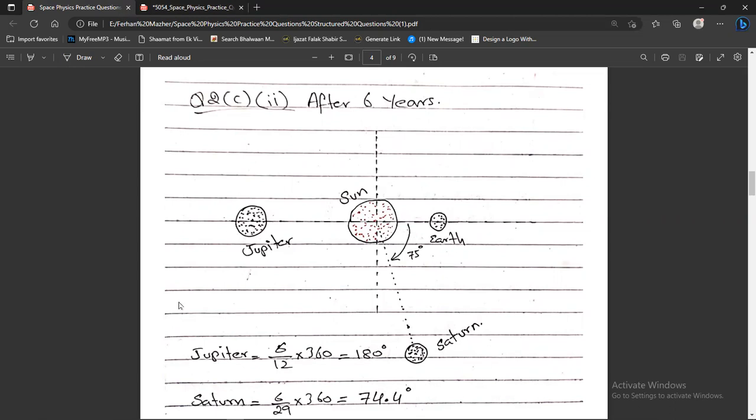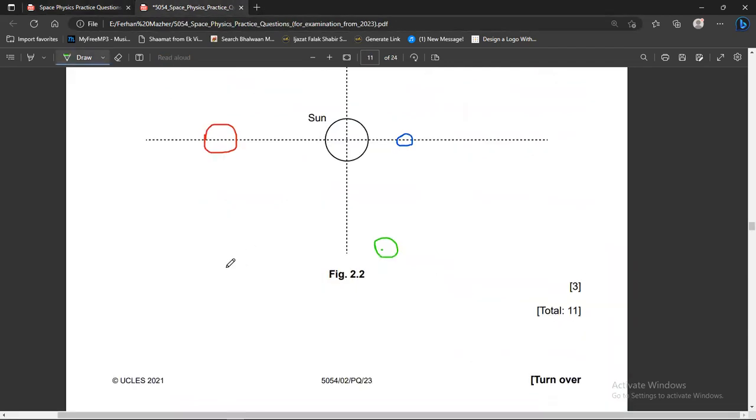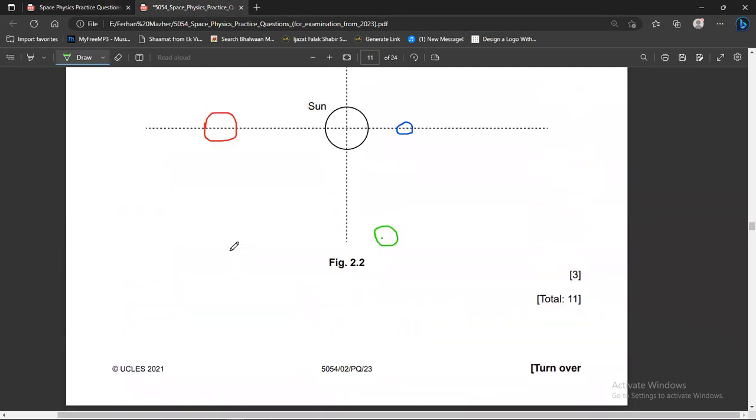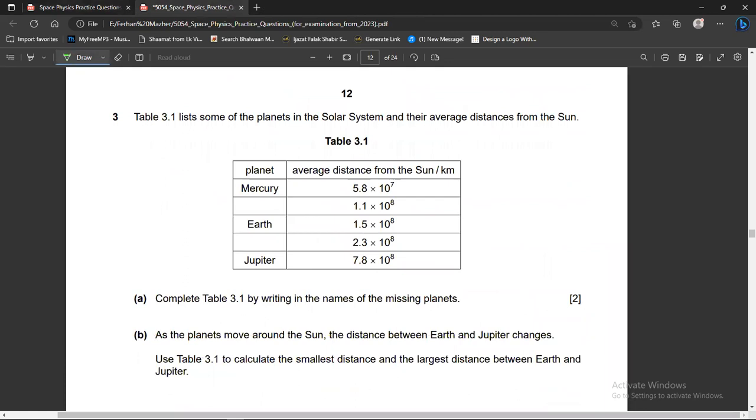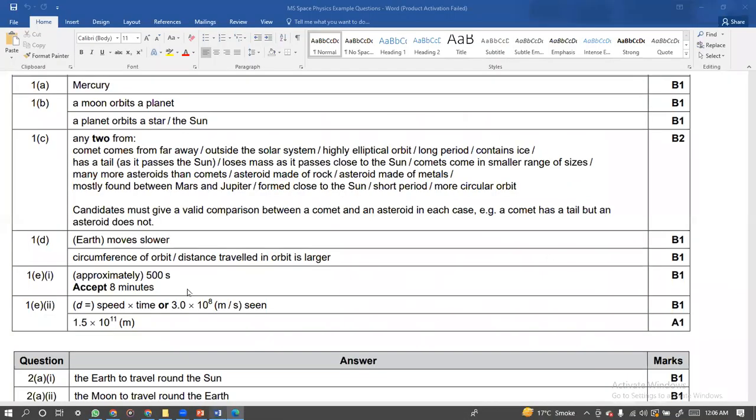And about Saturn, it takes 29 years to complete one rotation around the sun. So in 6 years, it will be 6 by 29 multiplied by 360, and that will be 74.4. With the help of the compass, I will check where the 74 angle is. From here, I will start. 74 is here. So Saturn will be here somewhere. It's a little tricky question.